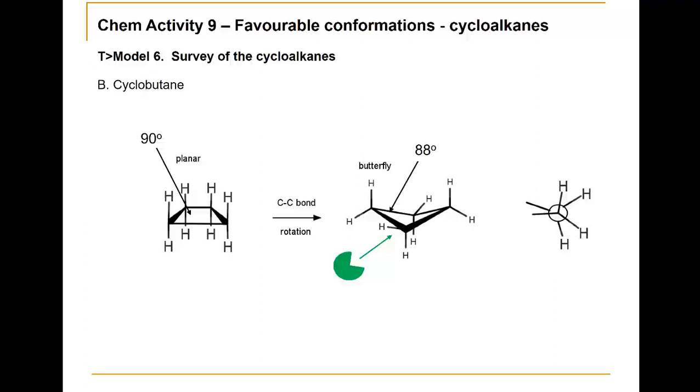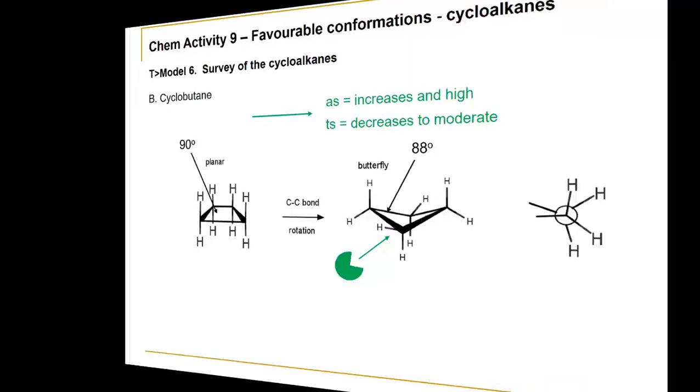So one of the things that we can do in terms of representing what's going on here is we can say moving from planar to butterfly, the angle strain does indeed increase and remains relatively high. The torsional strain, however, decreases to something that's moderate. At least we have some staggeredness to the conformation. So again, let's take a look at a simulation.